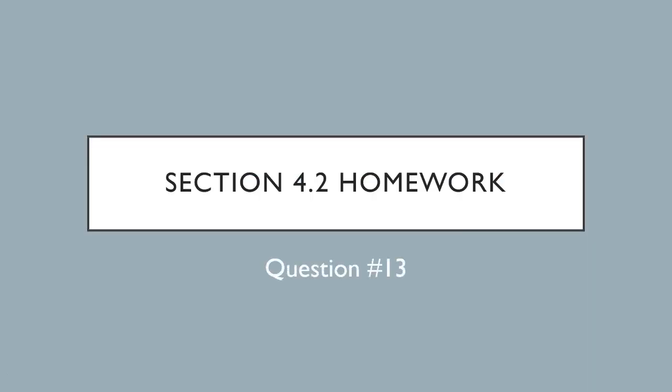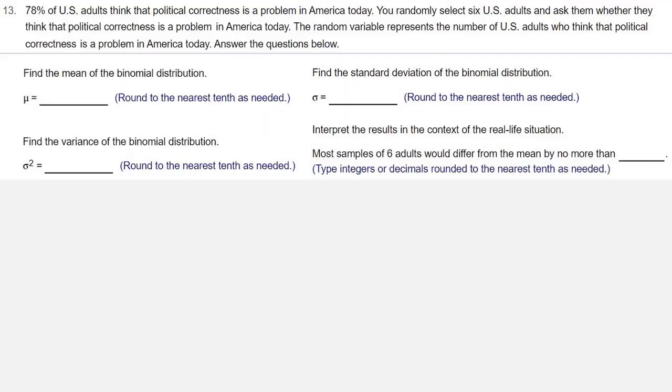Okay, we're looking at homework from section 4.2. This is question number 13. 78% of U.S. adults think that political correctness is a problem in America today.